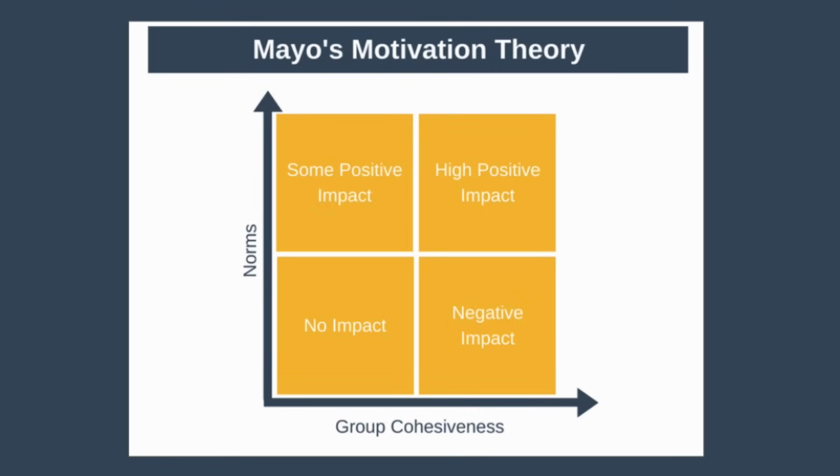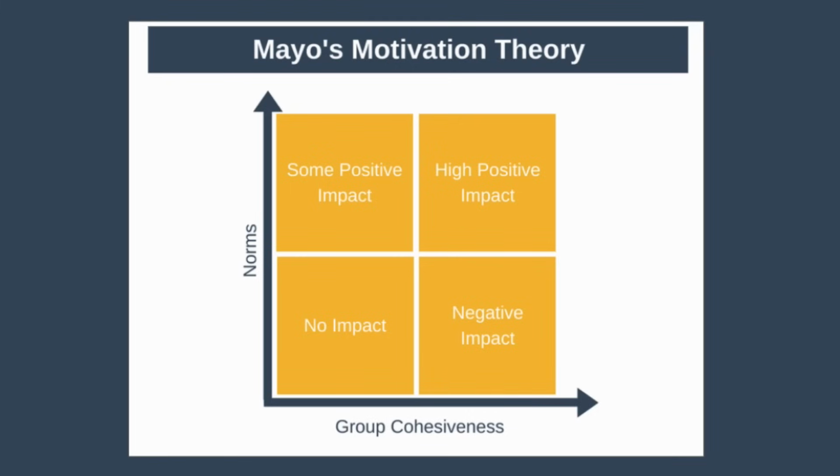The final content theory we'll look at is Mayo's motivation theory. Now, Mayo determined that how well a group of employees perform is defined by two factors, norms and group cohesiveness. Norms mean whether the members of the group encourage positive or negative behaviour, and group cohesiveness means how well the group gets along with each other. Groups that have high cohesiveness and positive norms will be the most highly motivated and therefore the highest performing.